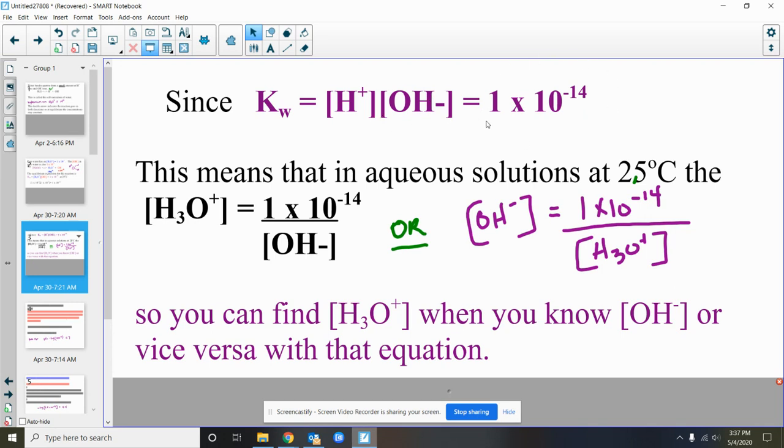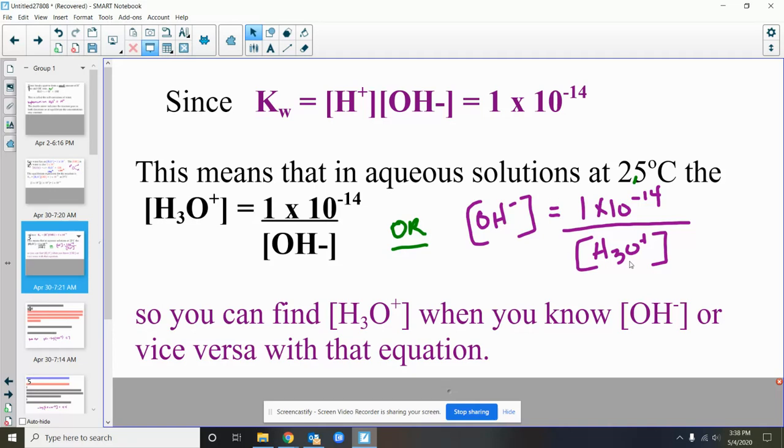I will always have 1 times 10 to the negative 14th. So if I know my H3O value and I know my hydroxide value and I'm trying to find my H3O value, I would just take my hydroxide, bring it over, divide. That's going to give you your hydronium content.